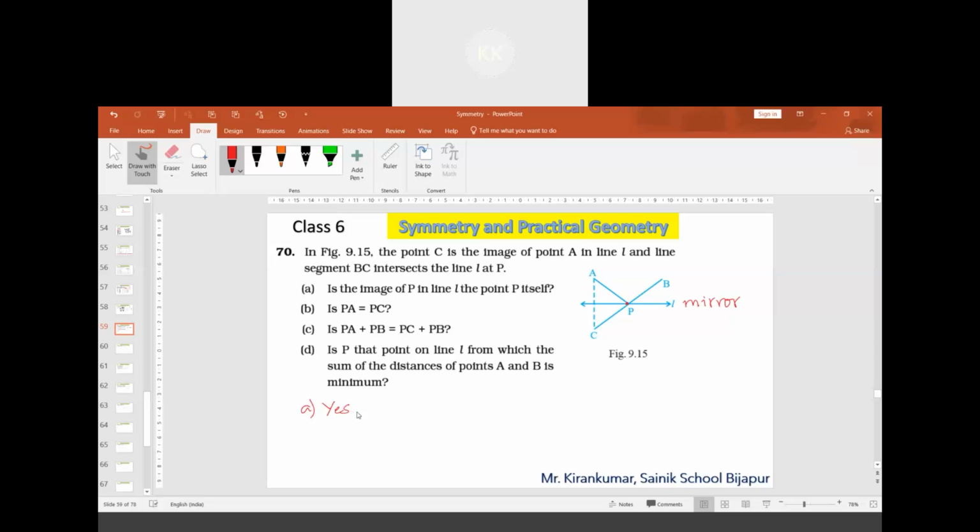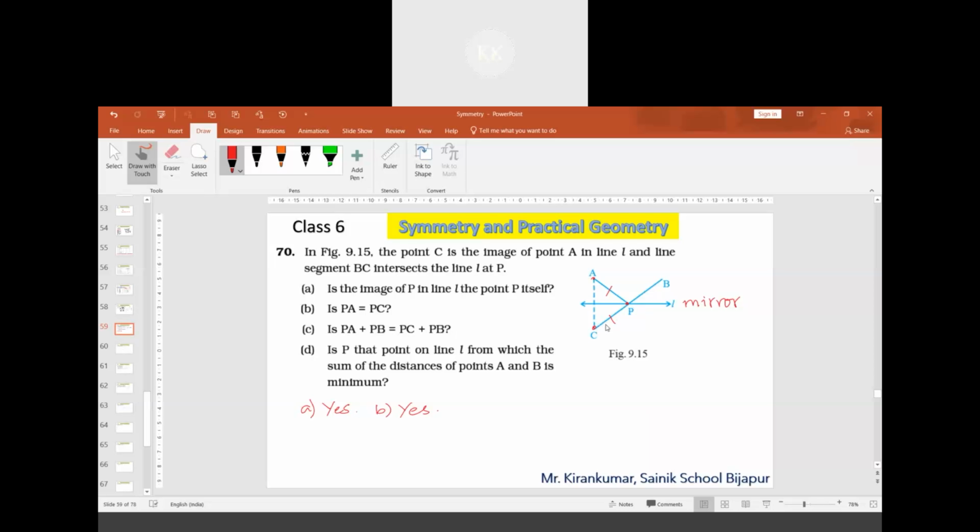Actually, the image of P will be at P only. They have given PA equal to PC. A is the object, C is the image, so PA will be equal to PC. Are they equal? Yes, definitely equal. Then PA plus PB, is it equal to PB plus PC?